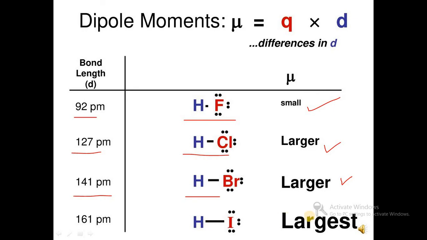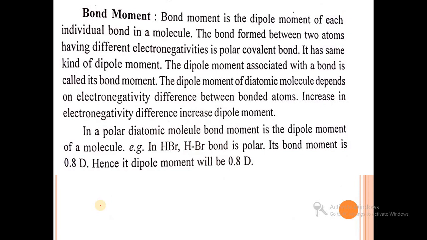And last one, HI has the largest dipole moment because the distance between H and I atoms is very high. Then last one is bond moment. Then what is bond moment? Bond moment is the dipole moment of each individual bond in a molecule.